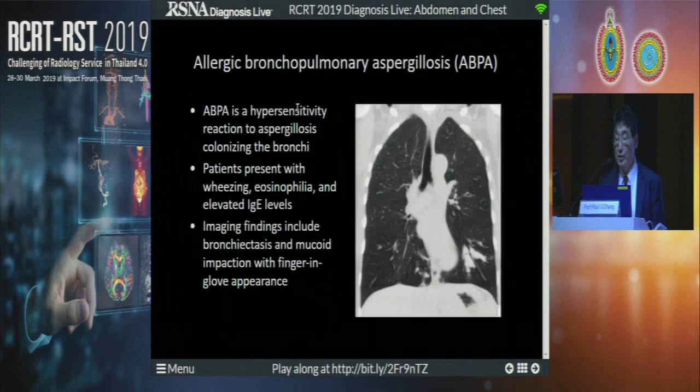Excellent. Okay, so this is ABPA, allergic bronchopulmonary aspergillosis. Do you have this in Thailand? You get aspergillosis? All right, so that's why you did so well here. As you know, this is a hypersensitivity reaction to Aspergillus. The fungus colonizes the bronchi. Patients present with wheezing, typically elevated IgE and eosinophilia, and you see classic bronchiectasis and mucoid impaction. The so-called finger-in-glove appearance is pretty specific for this context. Excellent.